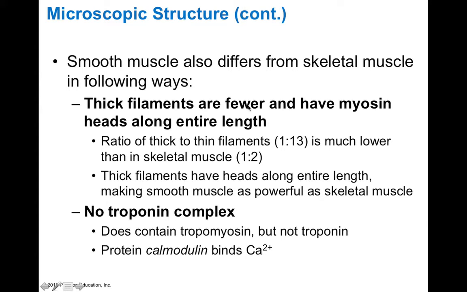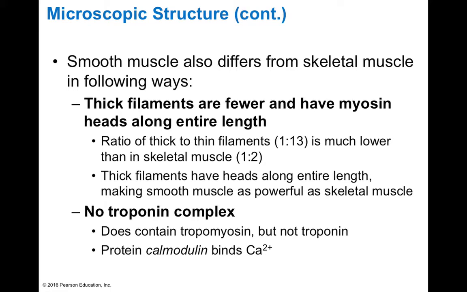So the thick filaments are fewer in number and have myosin heads along their entire length. In fact, the ratio of thick to thin filaments in smooth muscle is much lower than skeletal muscle. In smooth muscle, it's about 1 to 13, and in skeletal muscle, it's about 1 to 2. So thick filaments have heads along their entire length in smooth muscle, which means that they're still strong, they're just not as numerous. Now, the troponin complex is actually missing in smooth muscle.